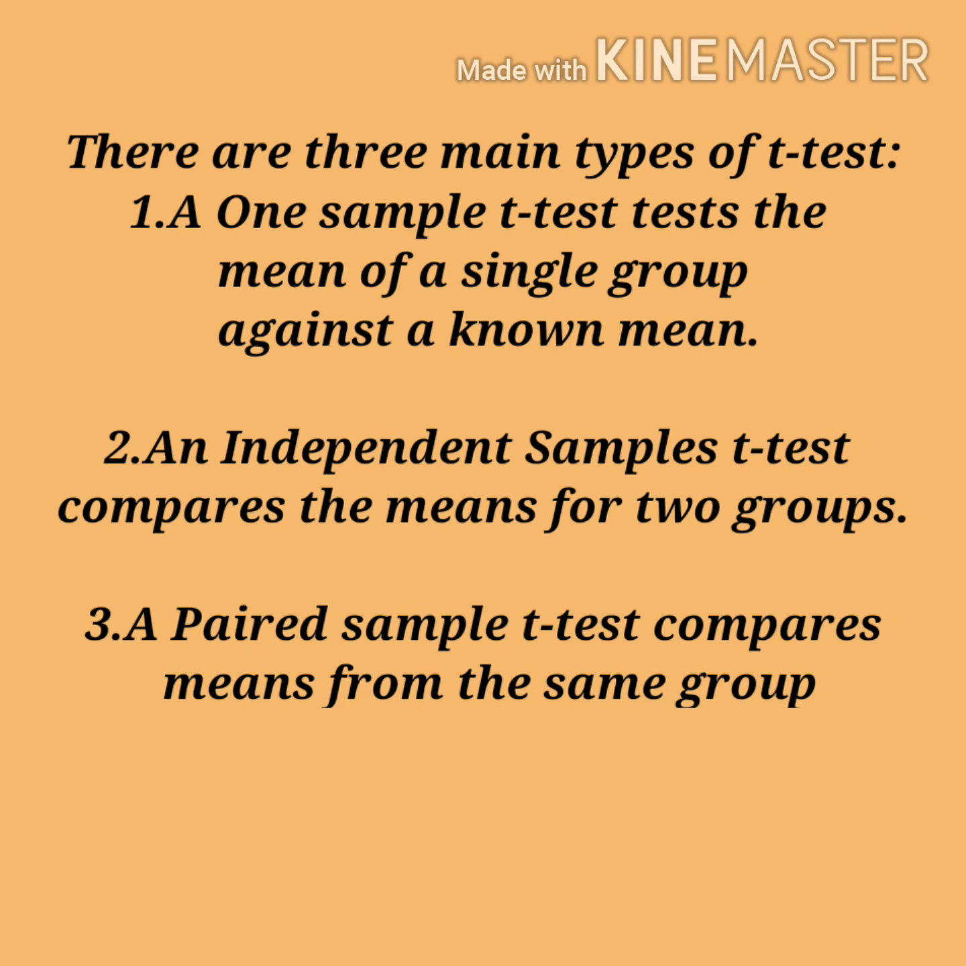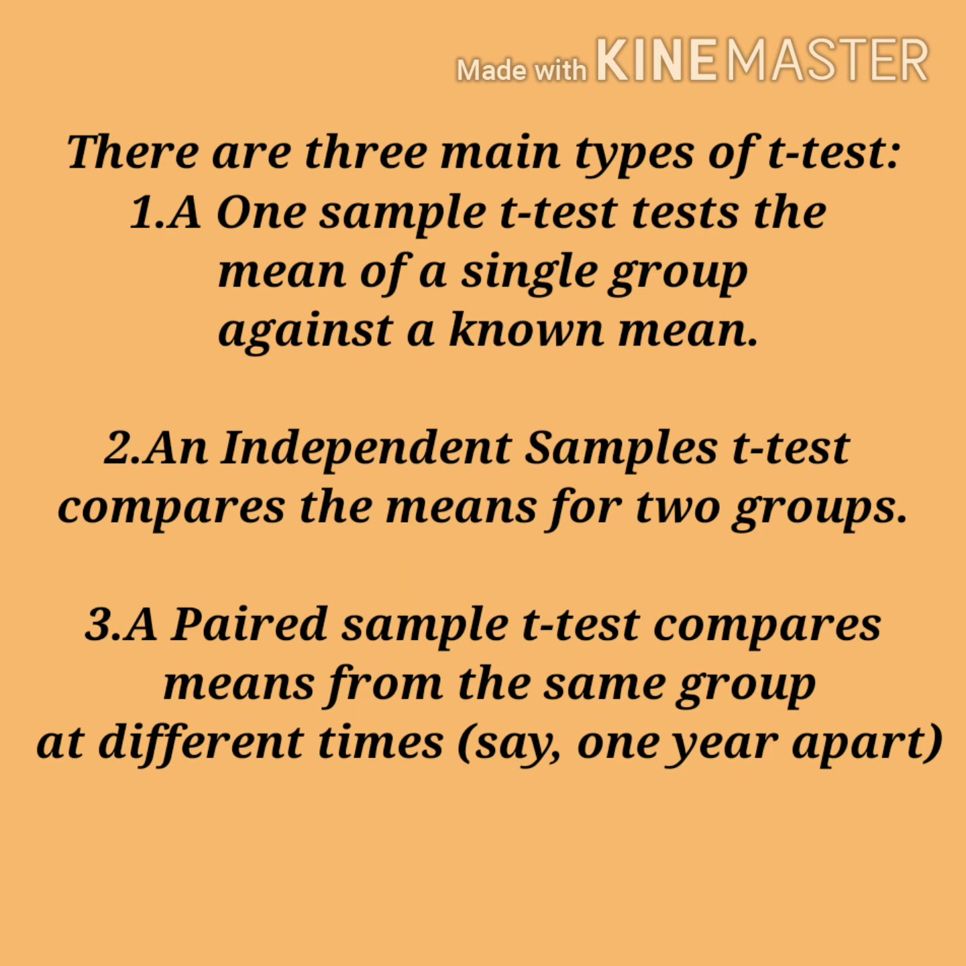Now, there are basically three main types of t-test. First one, a one sample t-test, where the mean of a single group is compared against a known mean. Second one is an independent samples t-test, which compares the means for two groups. And third one, a paired sample t-test, compares the means from the same group at different times.